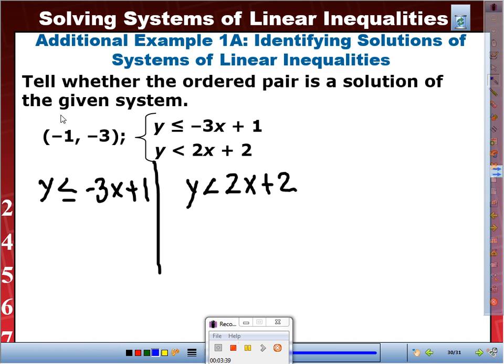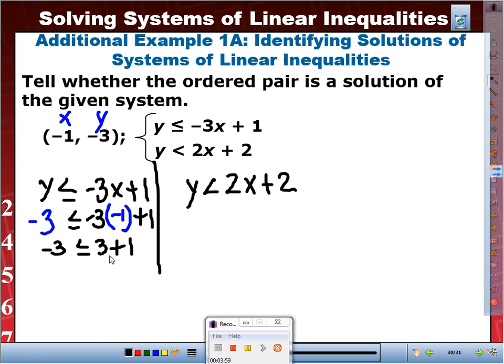Label your point. This is x. This is y. So let's substitute into here. This is negative 1. And the y is negative 3. Bring everything else down. So what is negative 3 times negative 1? Positive 3. What is 3 plus 1? 4. Is negative 3 less than or equal to 4? Yes. So this one worked. Now let's check this one.